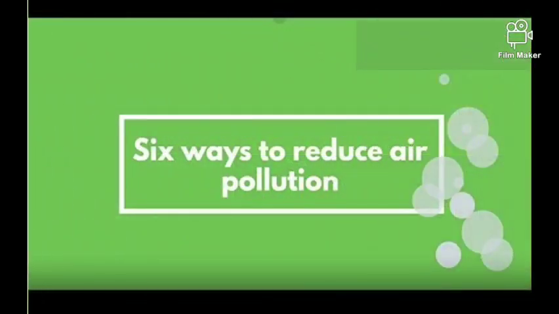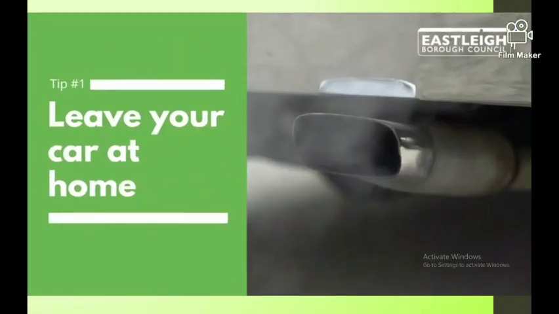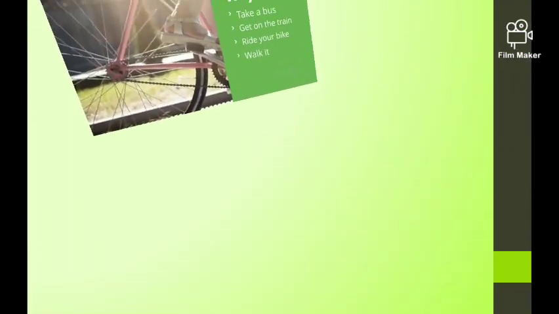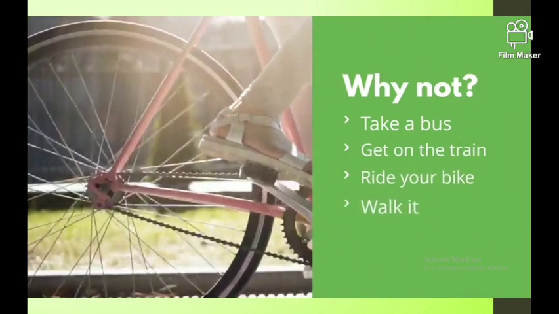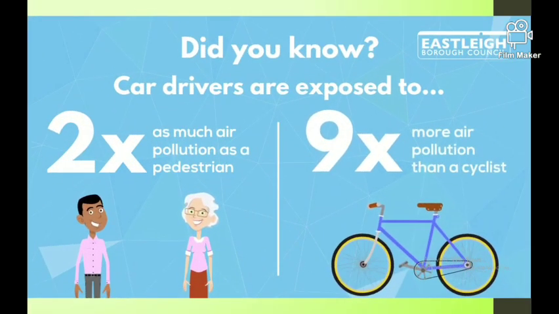Some more 6 ways to reduce air pollution that we can include in our daily lives are: leave your car at home. Why not take a bus, get on the train, ride your bike, or walk towards your destination? And did you know car drivers are exposed to 2 times as much air pollution as pedestrians and 9 times more pollution than cyclists?